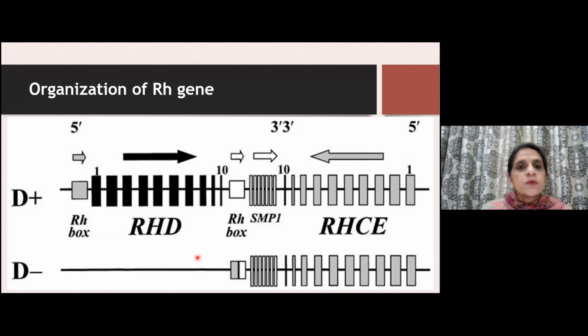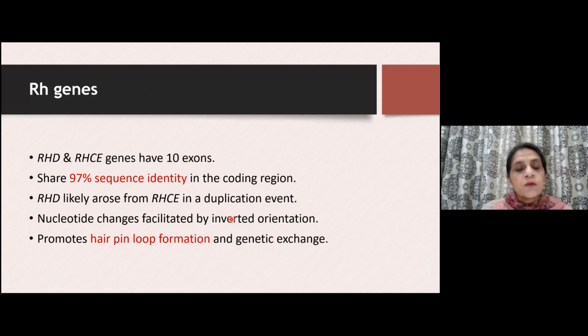As we have seen, both genes have 10 exons each, and what is important to notice is that there is 97% sequence identity in the coding region of these two genes. It is believed that RHCE was the ancestral gene, and RHD likely arose from a duplication event of RHCE. Because of this inverted orientation, there are more chances of nucleotide changes. There is facilitation of nucleotide changes due to hairpin loop formation, and this leads to genetic exchange and formation of multiple variants, which we'll be discussing subsequently.